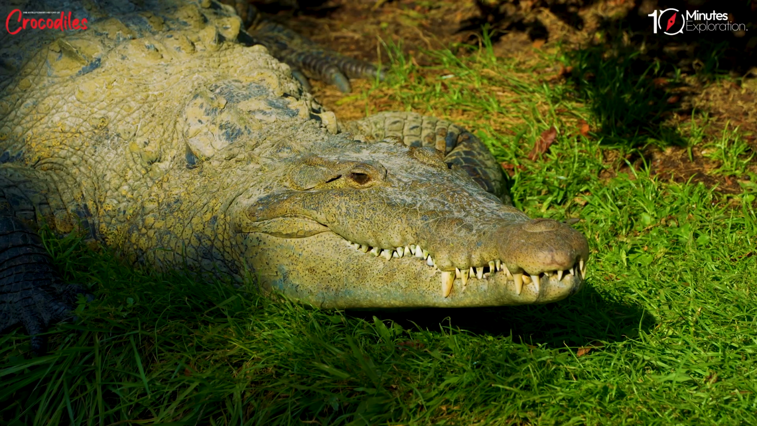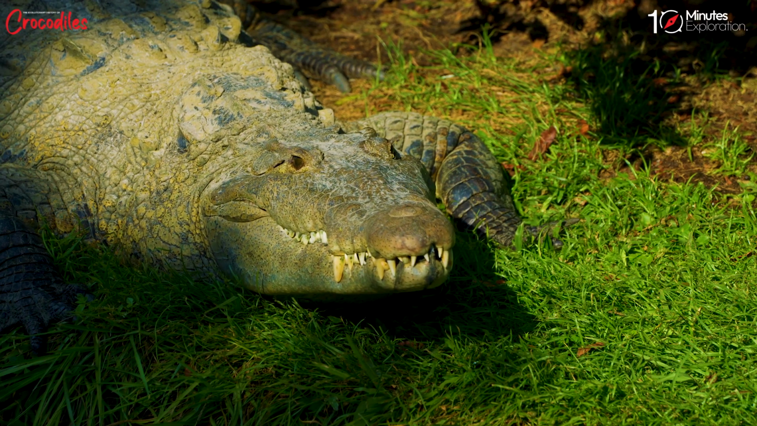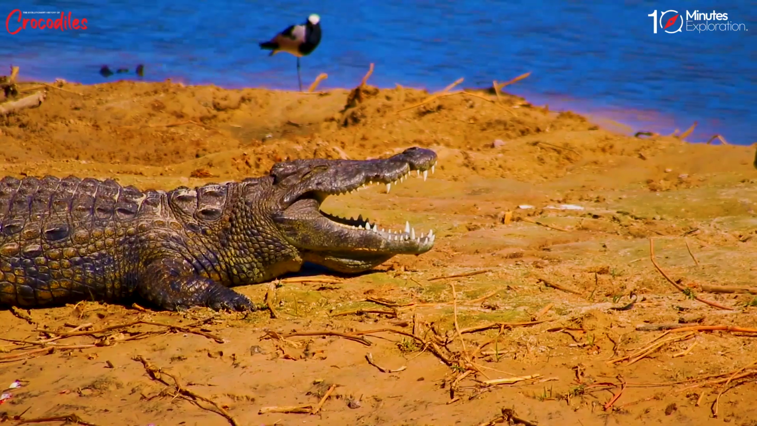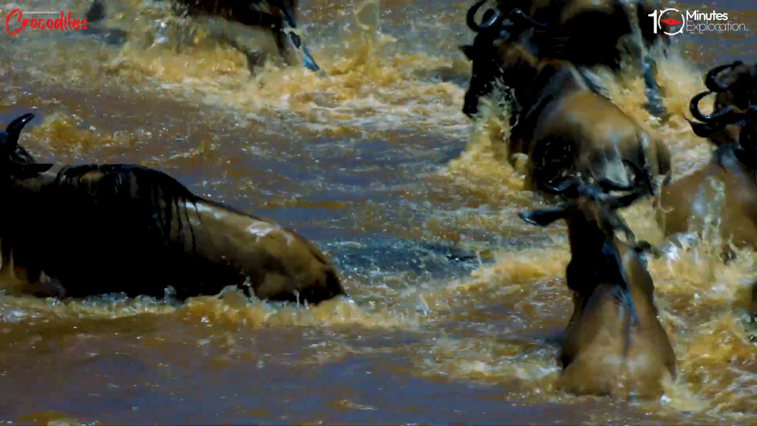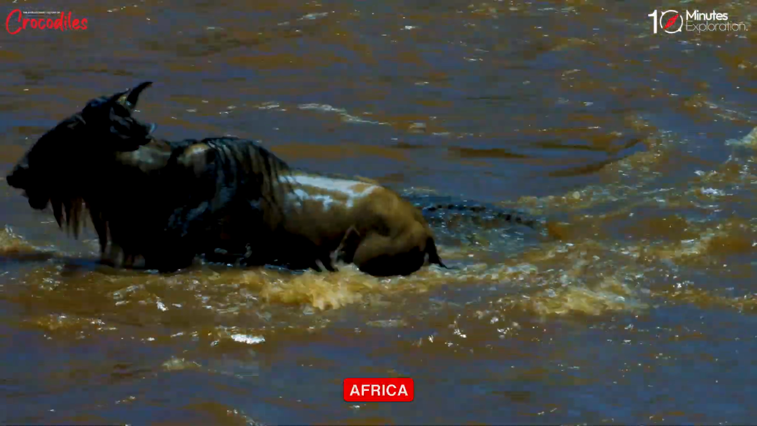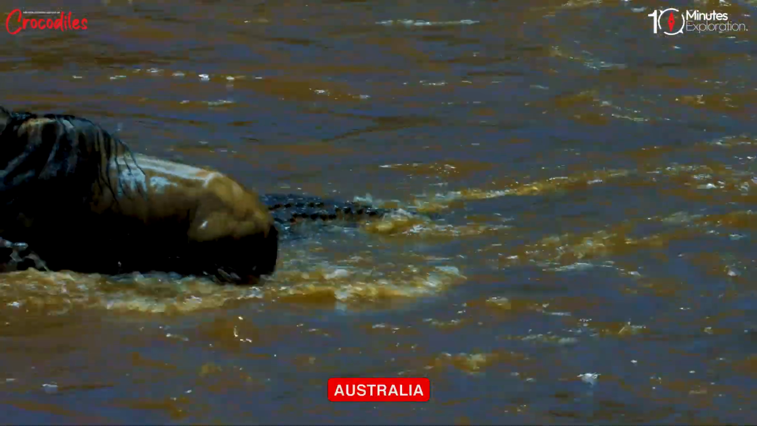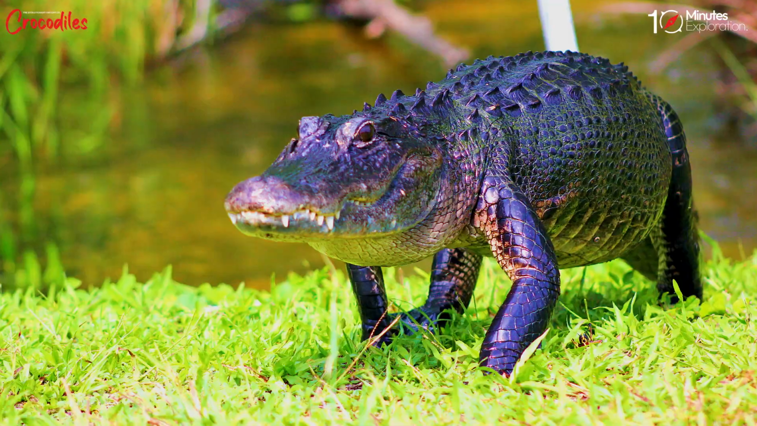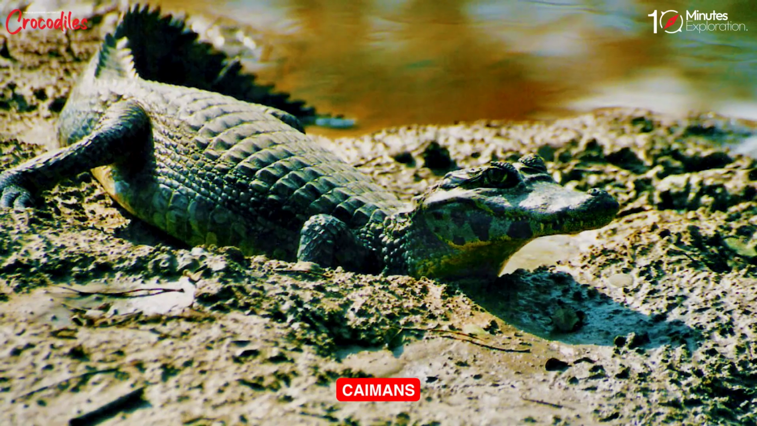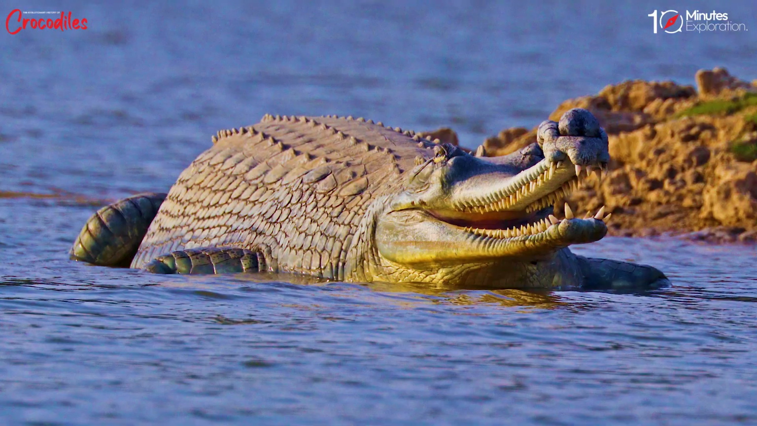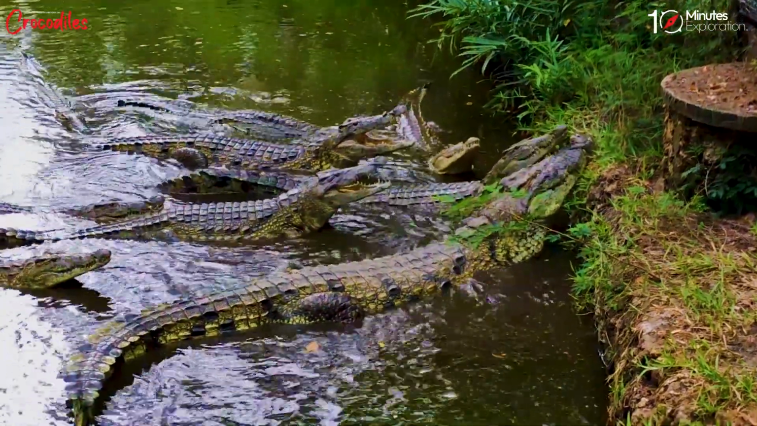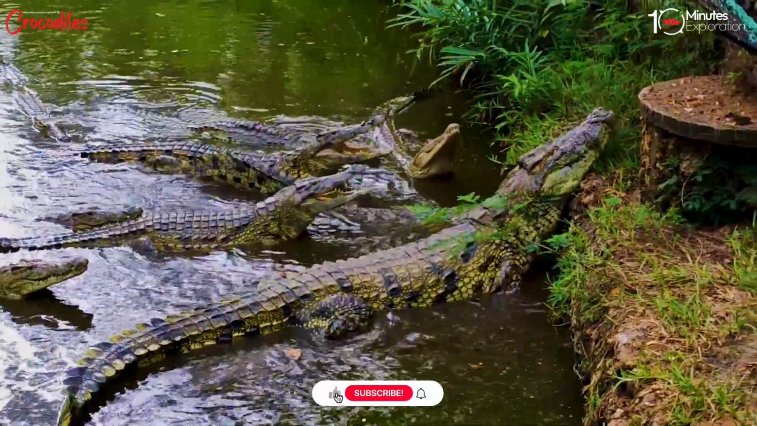Today, we are going to talk about the evolutionary history of crocodiles, one of the most ancient and successful groups of reptiles. Crocodiles are large semi-aquatic predators that live in tropical and subtropical regions of Africa, Asia, Australia, and the Americas. They belong to the order Crocodilia, which also includes alligators, caimans, and gharials. But how did these creatures evolve and diversify over millions of years? Let's find out.